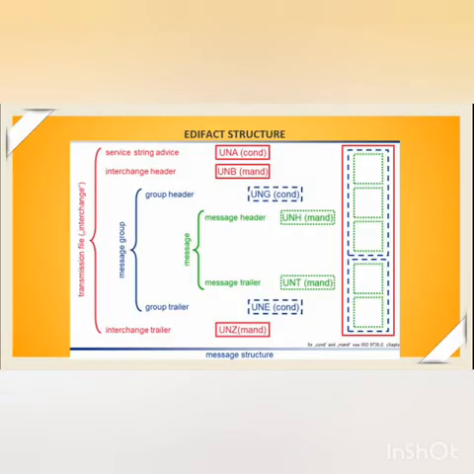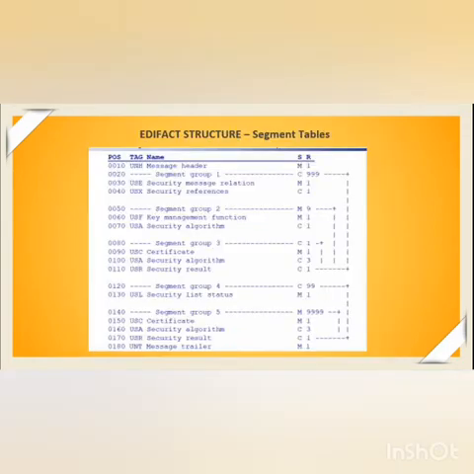So EDIFACT is a hierarchical structure where the top level is referred to as an interchange and the lower levels contain multiple messages. The messages consist of segments, which in turn consist of composites. The final iteration is a data element. Now the next one is EDIFACT structure segment tables.